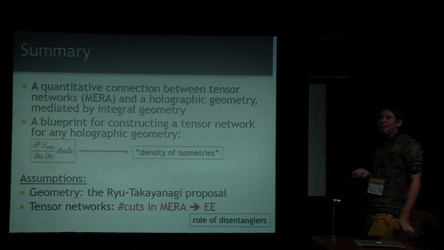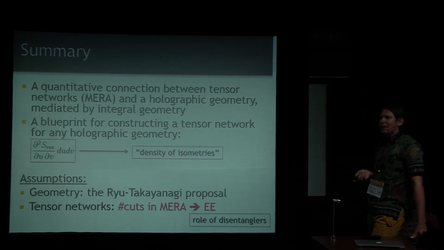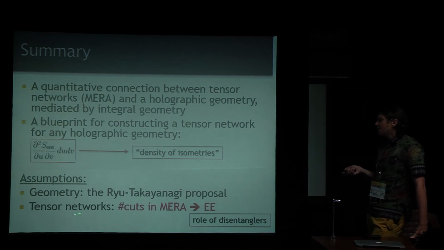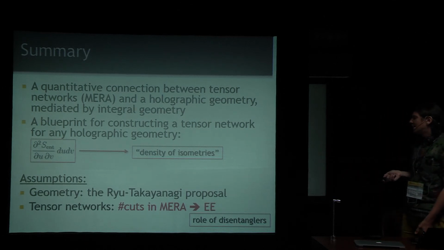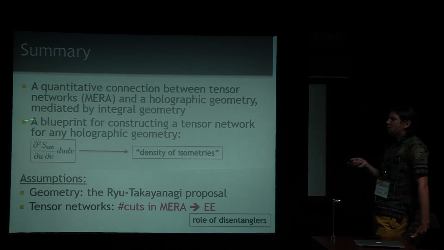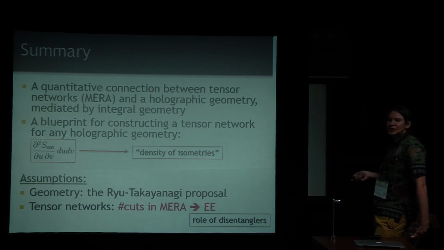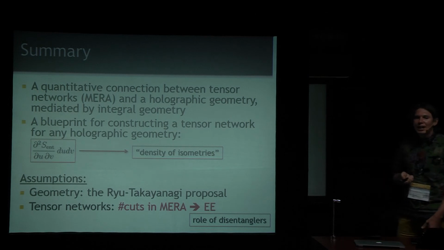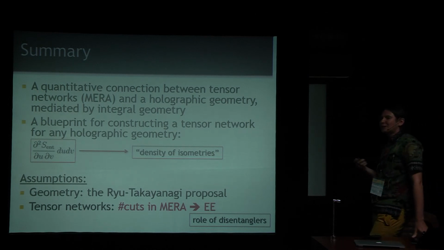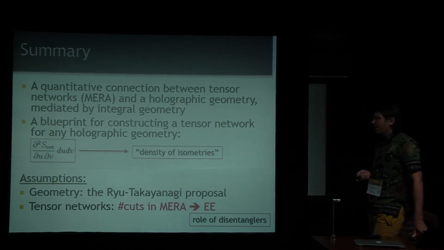This is a blueprint for how I will construct a MERA-like tensor network for any geometry that obeys the Ryu-Takayanagi proposal. My assumptions were, yes, the Ryu-Takayanagi proposal, and also that in tensor networks I can compute entanglement entropies by counting cuts in MERA. And if I want this to be true, this imposes, with reference to this blueprint for constructing a tensor network for a general state, some extra conditions that my disentanglers will have to satisfy. And I invite you to read our next paper when it finally comes out, where we will discuss why and how this will work.